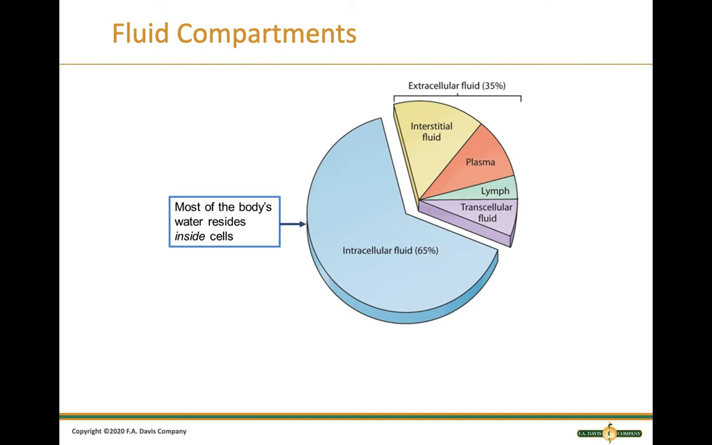So this figure shows where the body is in the water. You can see 65% of the body water is found inside cells, and we call it intracellular fluid, or ICF for short. And then the remaining 35% is found in the extracellular fluid, or ECF for short. That's made up of interstitial fluid, which is in between the cells, plasma in the blood, lymph in the lymphatic system, and then transcellular fluid.